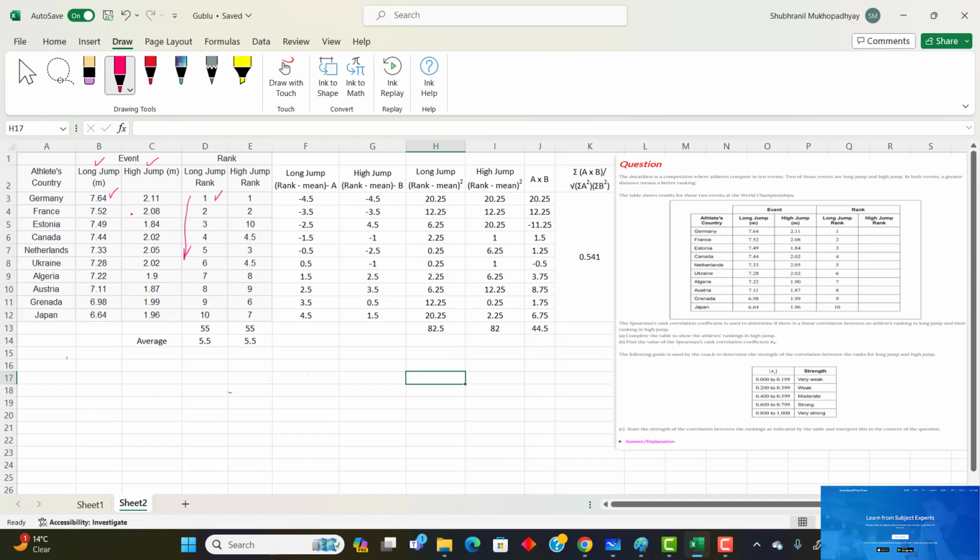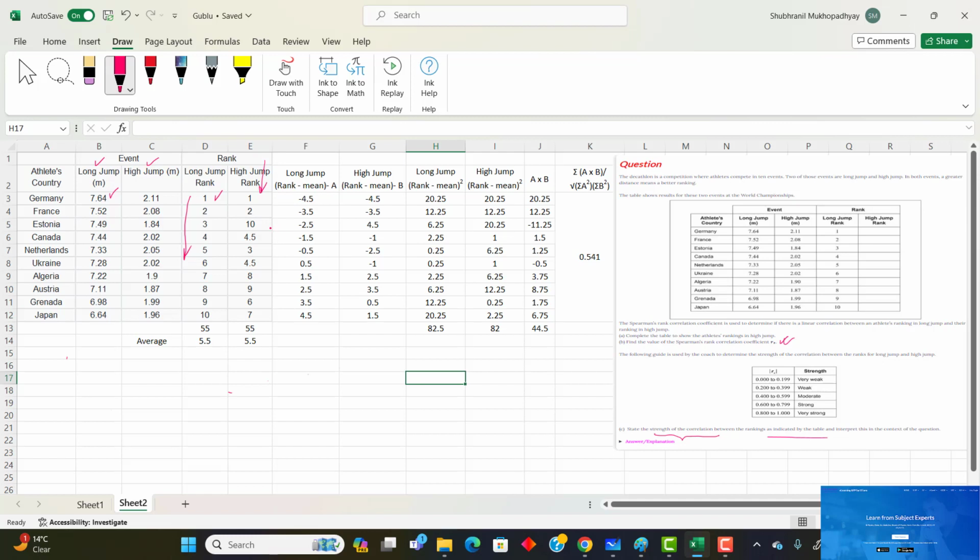We will then have to calculate the correlation coefficient between the long jump rank and the high jump ranks. Finally, we have to find the strength of the correlation between the rankings as indicated by the table. Now, the first question is to rank the countries according to their performances in the high jump category.